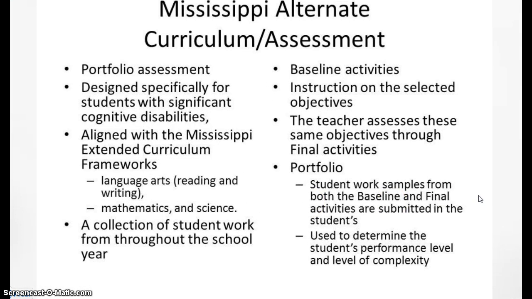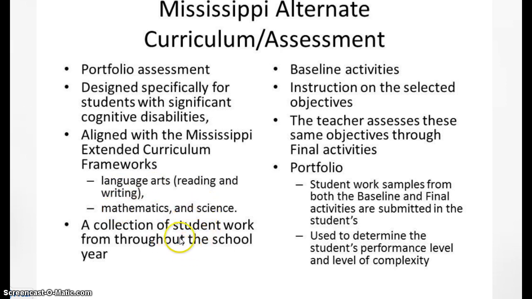What we do now is, instead of using this functional assessment, we've moved to what is called alternate assessment. And alternate assessment, the idea behind it is that children with significant disabilities still need the same curriculum as everyone else. And so we do what's called portfolio assessment. It's designed specifically for students with cognitive disabilities, and it's aligned with the Mississippi Extended Frameworks. And so we're going to assess the child in language arts, which is reading, writing, reading and writing, and then we're also going to assess them in math and in science.